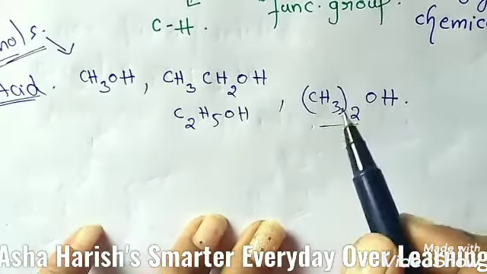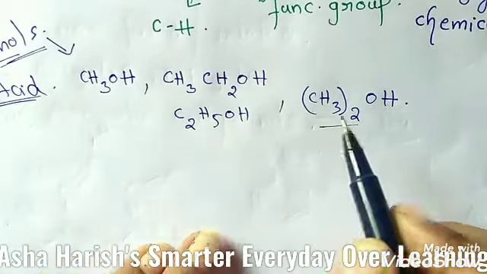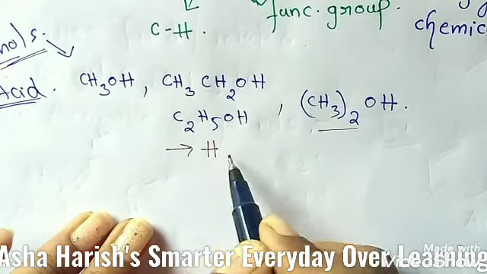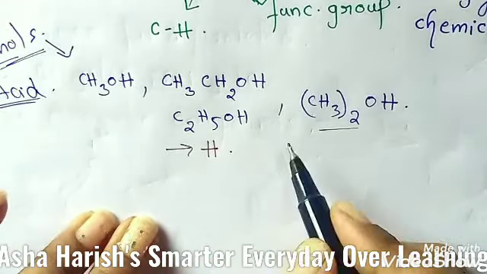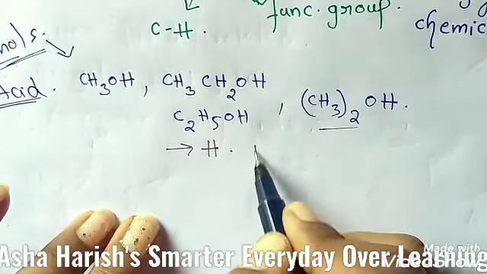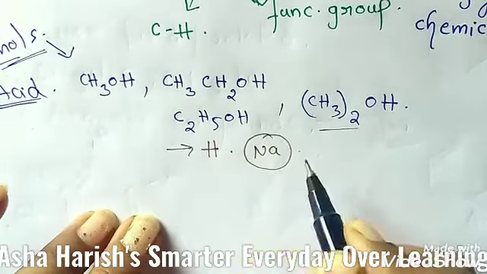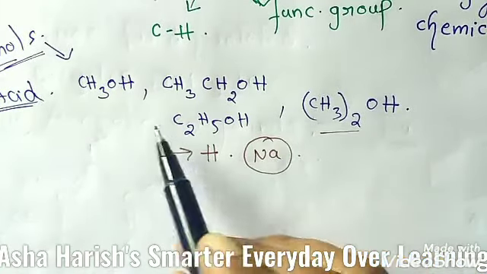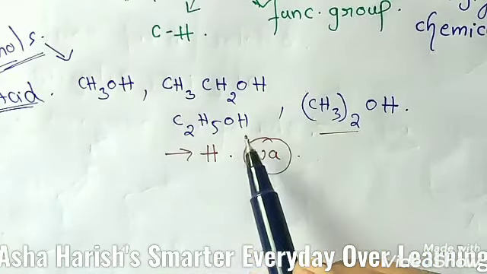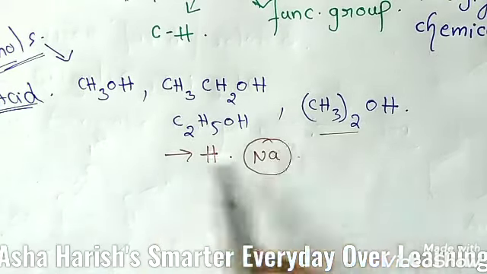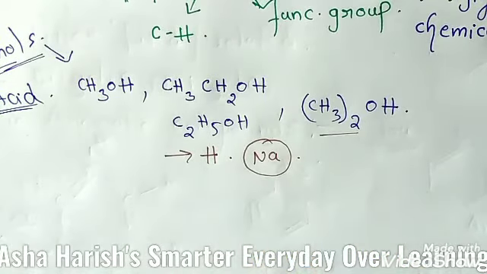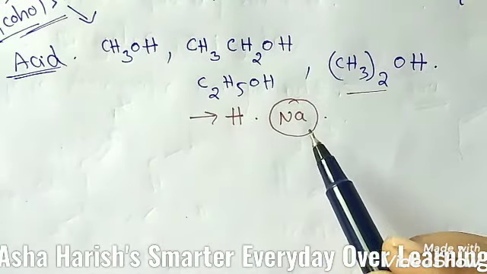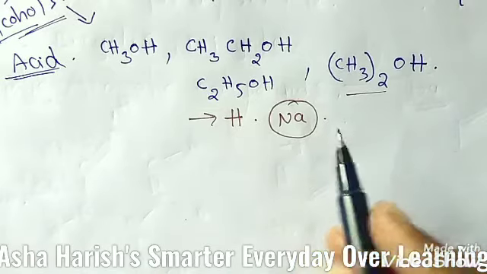And dear students, all these produce hydrogen gas when they are treated with sodium metal. What's the concept I'm going to tell you? All the organic compounds containing the same functional group show similar chemical reactions. Let's see the chemical equation for this. When these are treated with sodium, what should the chemical reaction be?